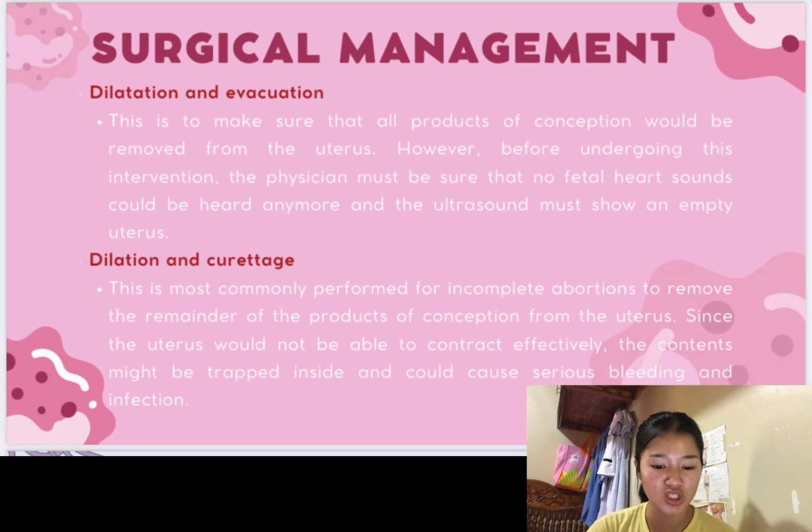Next is dilation and curettage. This is the most commonly performed for incomplete abortions to remove the remainder of the products of conception from the uterus. Since the uterus would not be able to contract effectively, the contents might be trapped inside and could cause serious bleeding and infection.